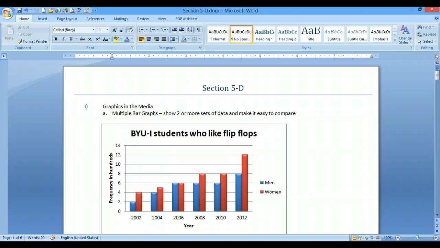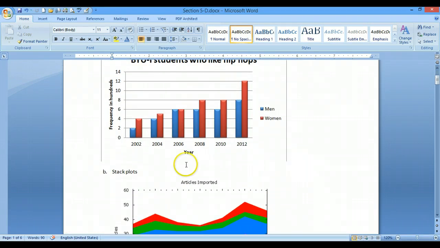The first example is about multiple bar graphs. This is where you can show two or more sets of data, and it makes it really easy to compare the two. This is some made-up data for BYU Idaho students who like flip-flops despite them being against the honor code, and the years provided. And we'll say this is frequency in hundreds. And we can easily compare men, which are blue, to the women, which are kind of a red-pink.